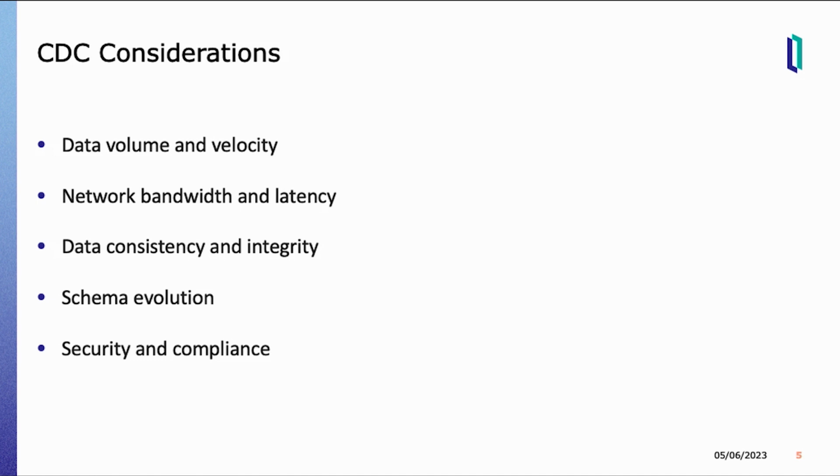So your data volume and velocity. If you're working with really high volumes of data that's coming in at a really high velocity, then you'd want to ensure that your system or your infrastructure is sized accordingly so that it can handle this kind of volume and velocity. In addition to that, you'd also want to ensure that your network can cater for streaming data and that whatever latency requirements you have can be met by your network configuration.